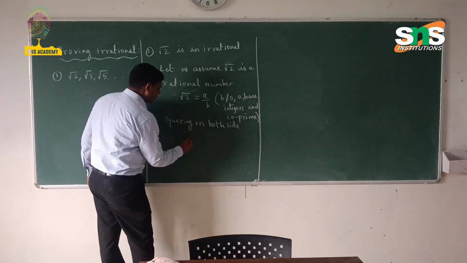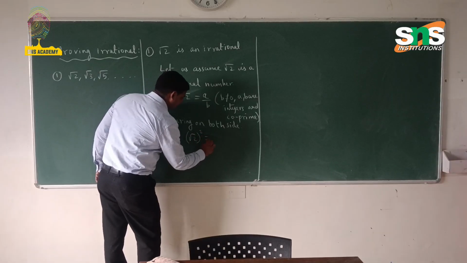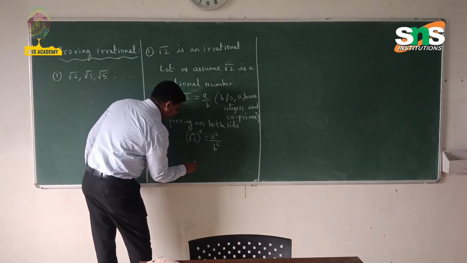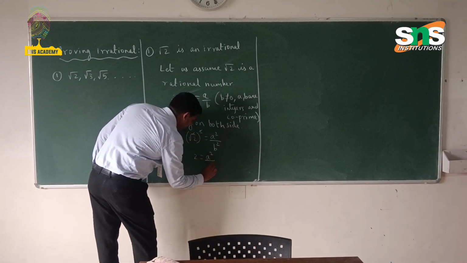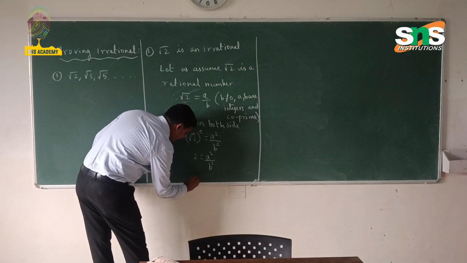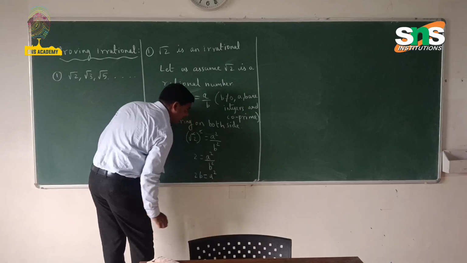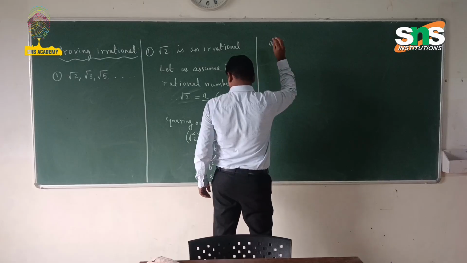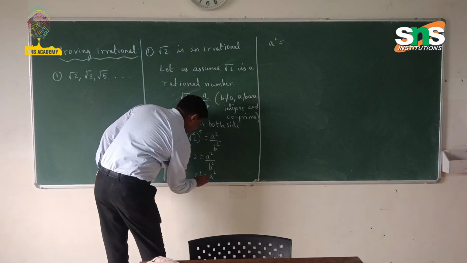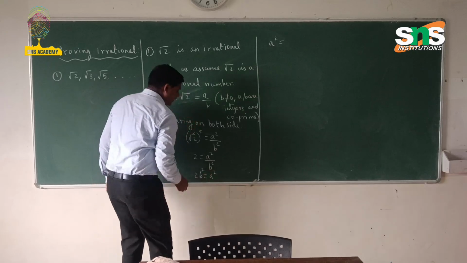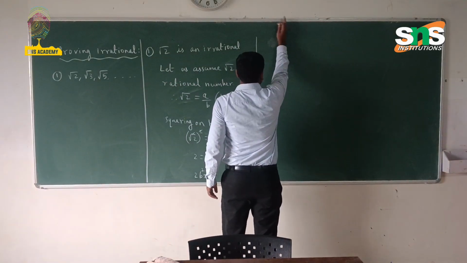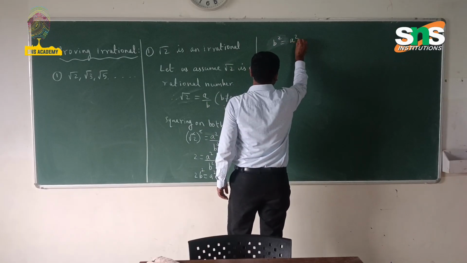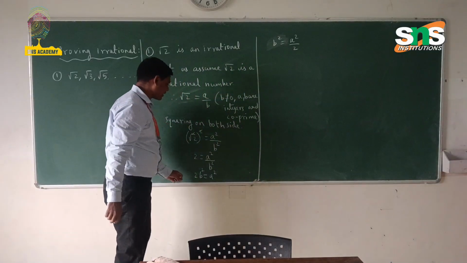When you are squaring on both sides, this will become root 2 the whole square is equal to a square by b square. So square and square will get cancelled. 2 is equal to a square by b square. Therefore, 2b square is equal to a square. From this we can say that b square is equal to a square divided by 2. So this is the first thing we will bring.